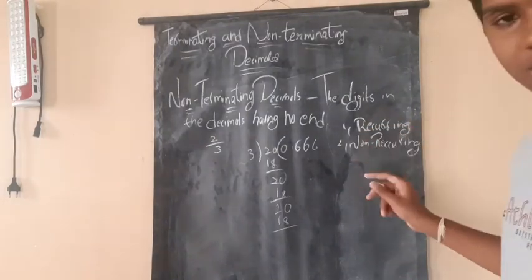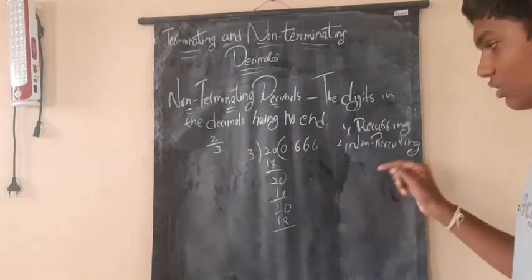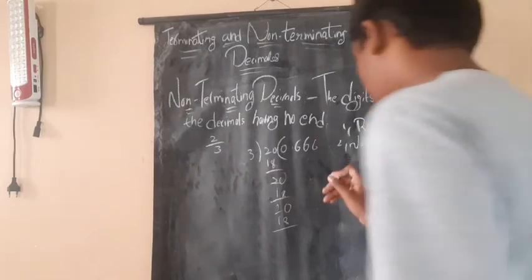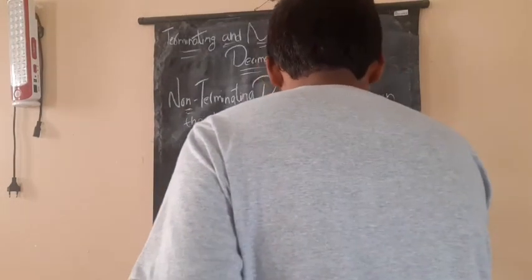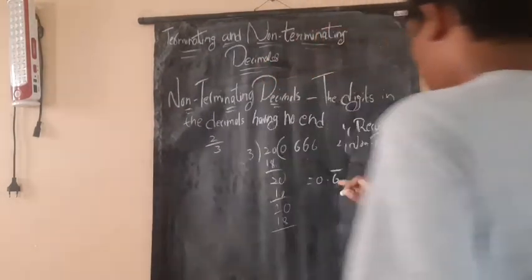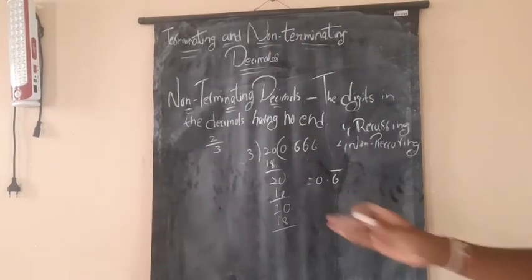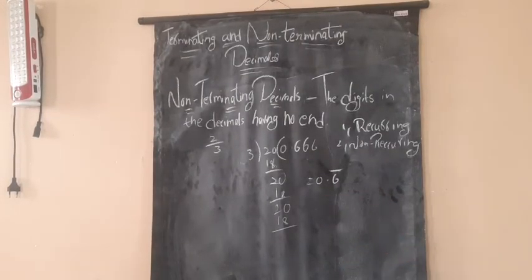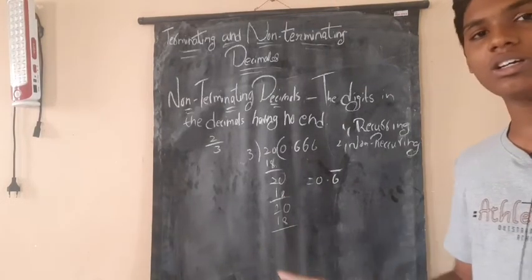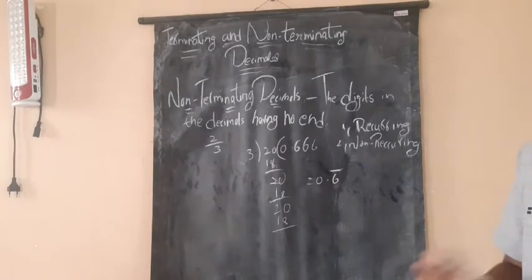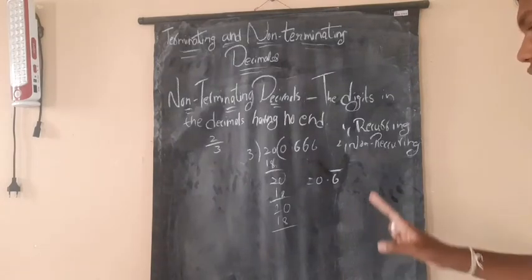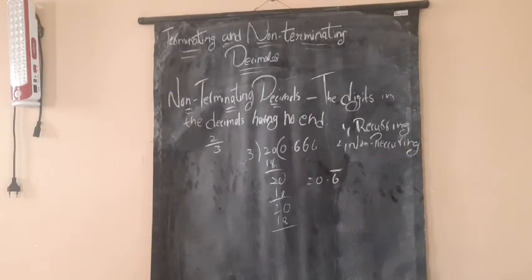So we can write this in this way: 0.666 like 0.6 bar. 0.6 bar means this number is still going on, there is no end. This is a recurring decimal; the digits that have a bar, here only one number is repeating. One or two numbers may be repeating. That which has a bar is called a recurring decimal.